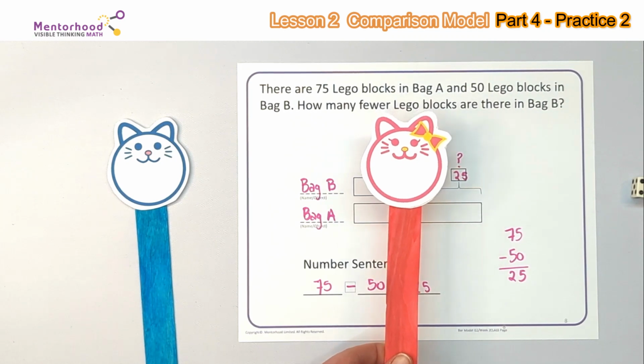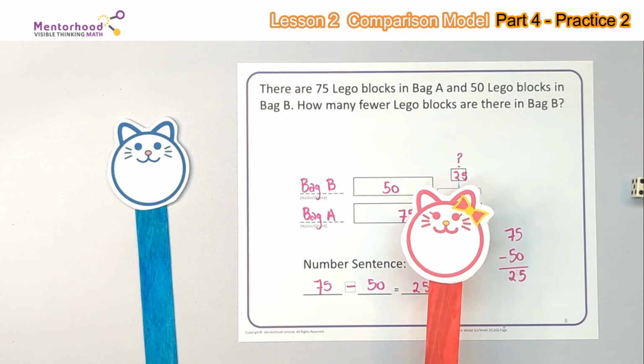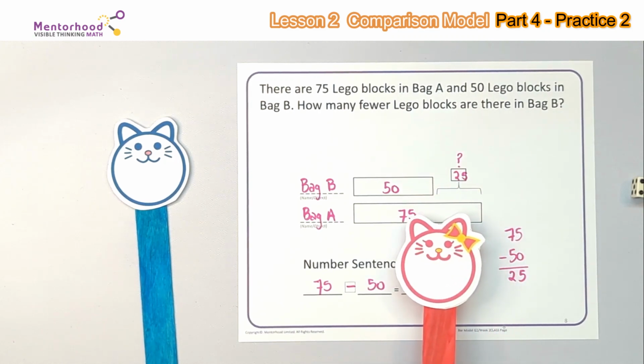So 25 is going to go in my gap, which means that there are 25 fewer Lego blocks in bag B than in bag A. 25 fewer. That means less.